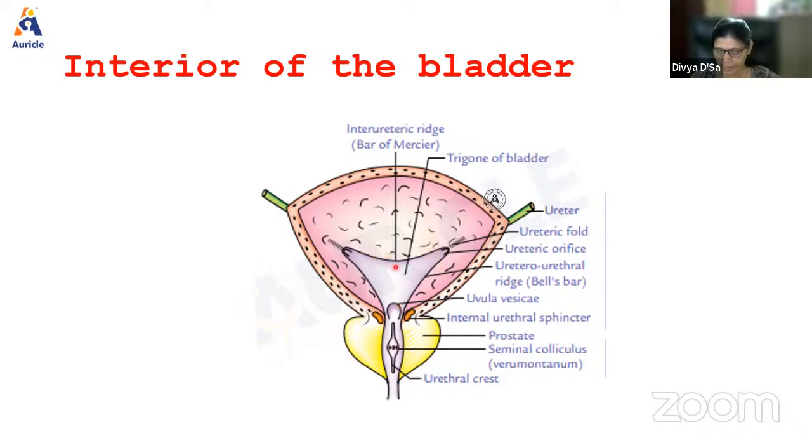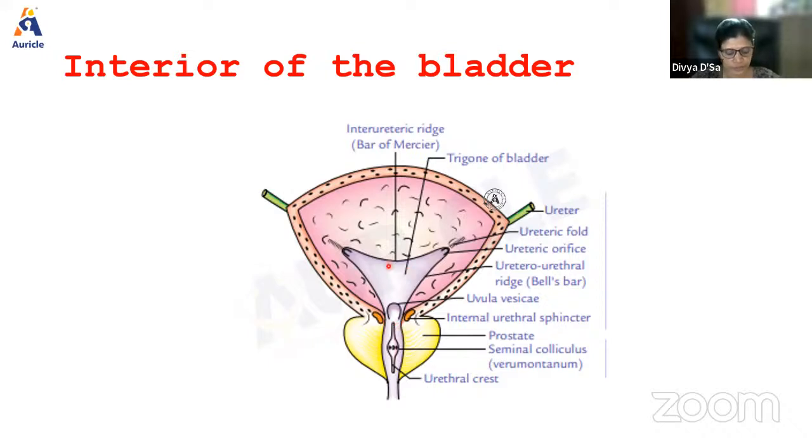Each posterolateral angle of this trigone presents a ureteric orifice here. On the sides, from the ureter to the urethra, we have the uretero-urethral ridge, otherwise called Bell's bar. That is a fold which extends here. It forms a ridge here. Okay, so those are the things which we see.